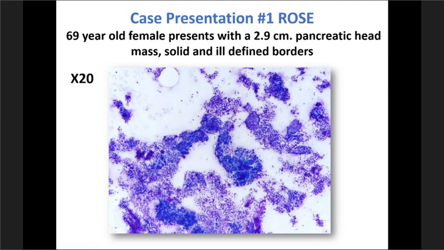This is a low power image, 69-year-old female. It's a 2.9 centimeter pancreatic mass. It's solid and has ill-defined borders. Take a look at the background, cellularity, low power view. You're doing ROSE evaluation.